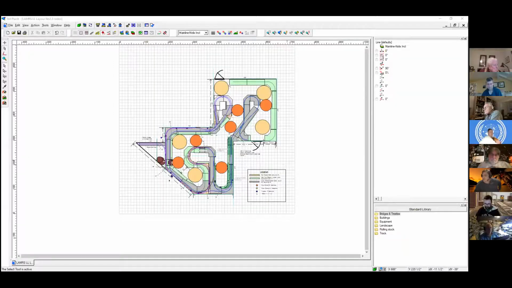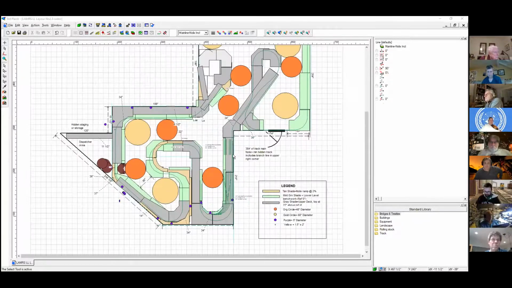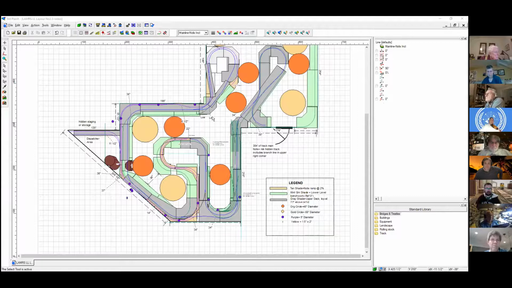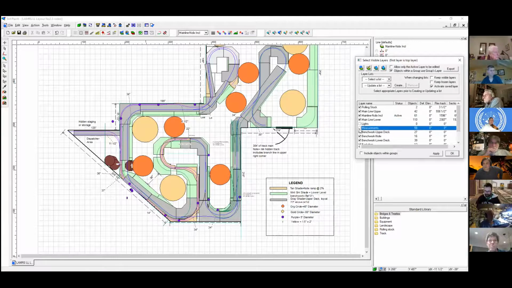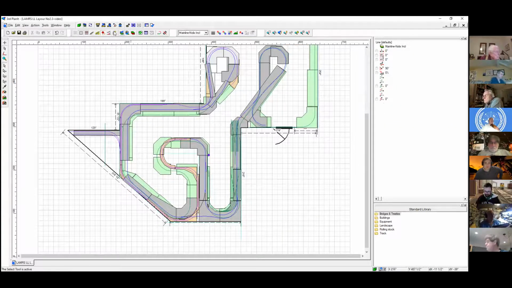Hold on, I've got too many windows open. Let me close a couple of these windows so I can share it, make sure I've got the right one. All right, here we go. All right, so you should see the layout. Does everybody see it? Yeah. Okay, so I should have all the layers turned on. I'll take the measurements off because that's annoying. That should be okay.